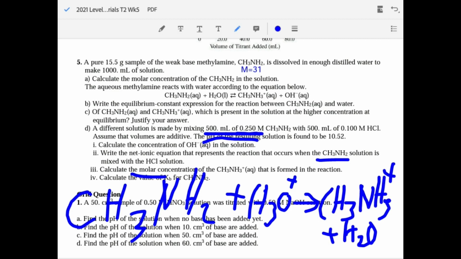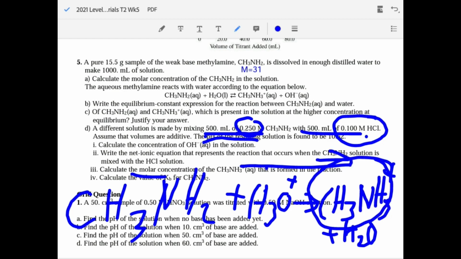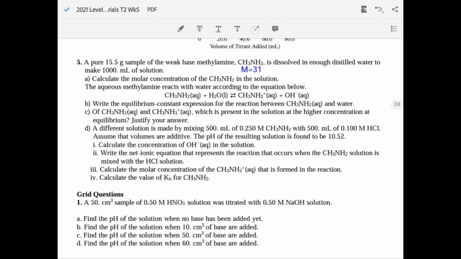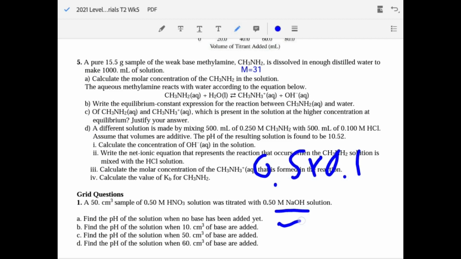As you can see, this one is more than this because it's the same volume but greater concentration. So use the HCl. HCl is the limiting reagent. It reacts completely to form this one. So to get the CH3NH3+, you use that. So 500, which is 0.5, times 0.1 is equal to 0.05. And that's the answer for part 3.